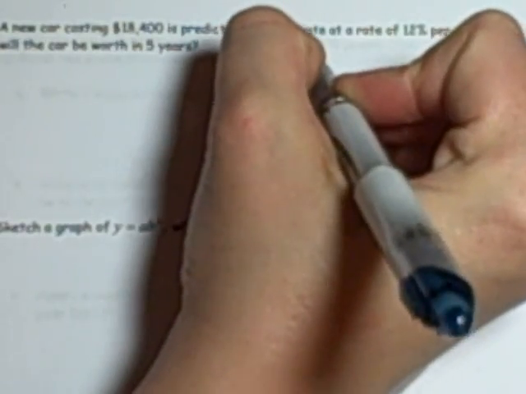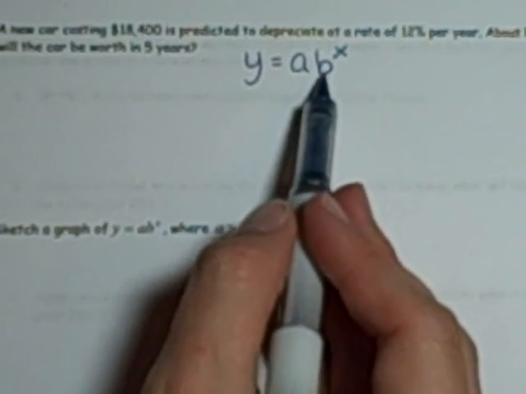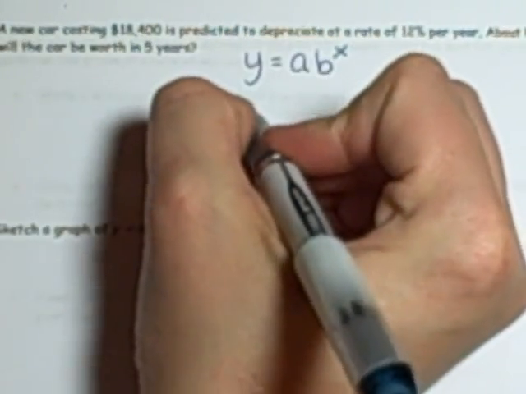So you're using this model, y equals ab to the power of x, where a is the amount you're starting with, b is your growth factor, and x is your time. So my starting value is that 18,400.